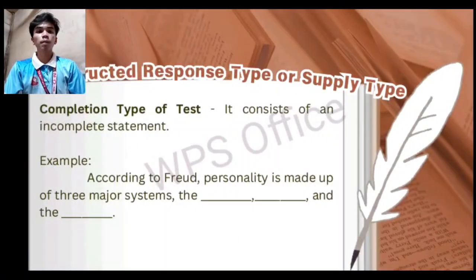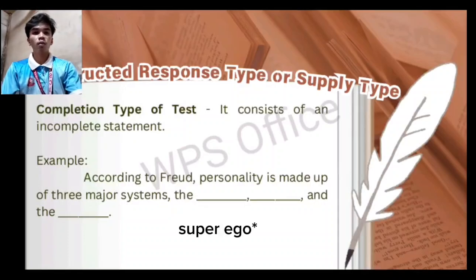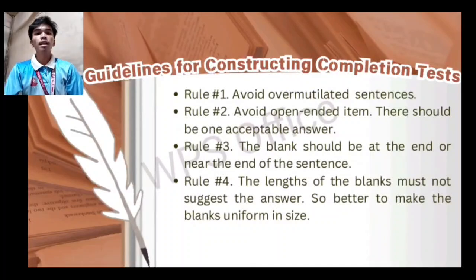Let's proceed to completion type of test. It consists of an incomplete statement. Example, according to Freud, personality is made up of 3 major systems, the blank, blank, and the blank. So what is the answer? The id, ego, and the ego. Here's the guidelines for constructing completion test.